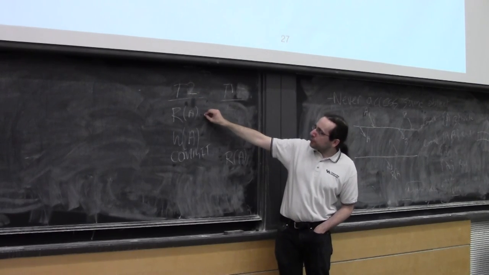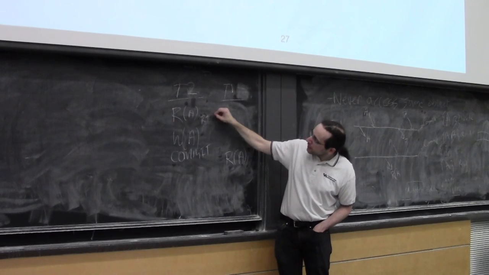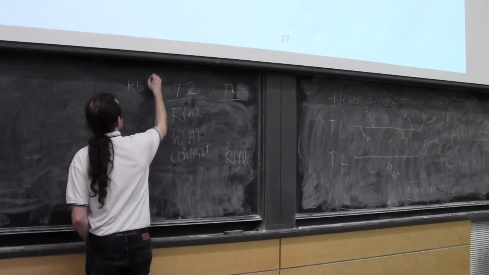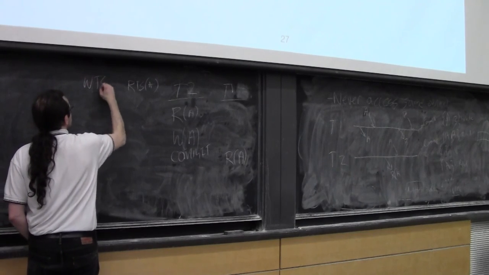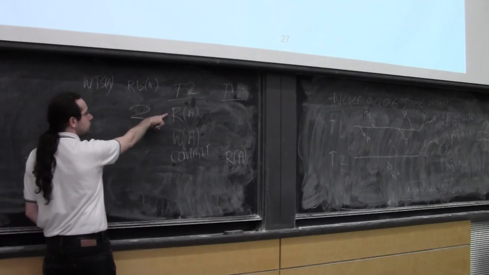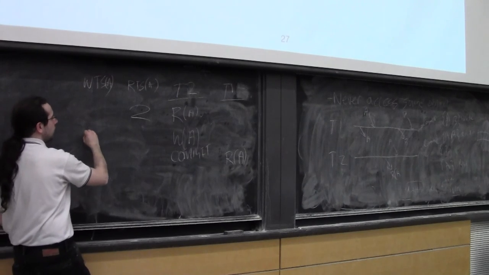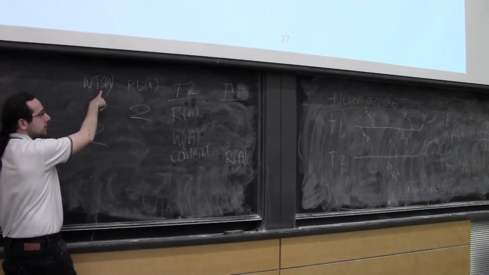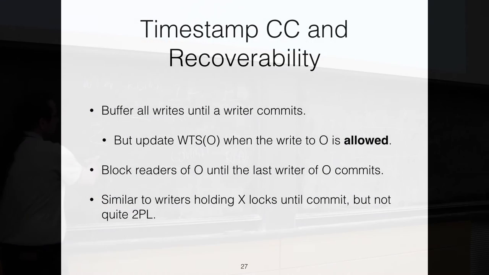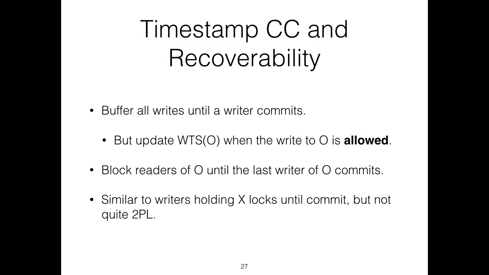So here we're going to update the read timestamp of A, RTS of A, and write timestamp of A. Here we're going to update the read timestamp to 2 because transaction 2 is reading from A. Here we're going to update the write timestamp to 2 because, again, transaction 2 is writing to A. And here we're going to have to check the write timestamp and figure out whether this is allowed, whether something that comes before transaction 2 can read from this value.